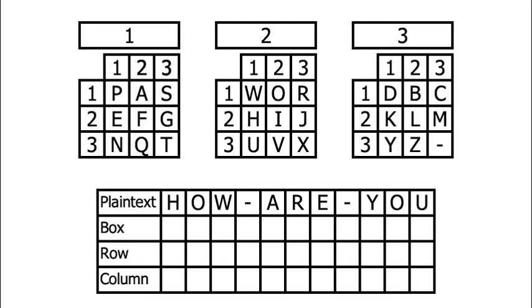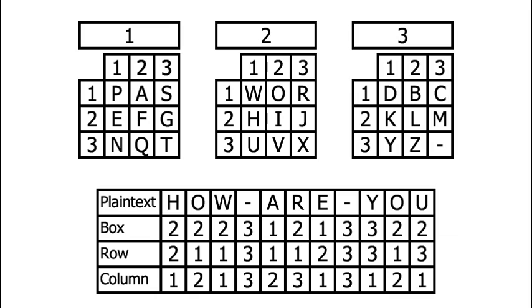Now, a simple message and some space for working out. This time we've got space for a box, row, and then column. Fill in the coordinates for each letter going across. So H is in box 2, row 2, then column 1, and so on.